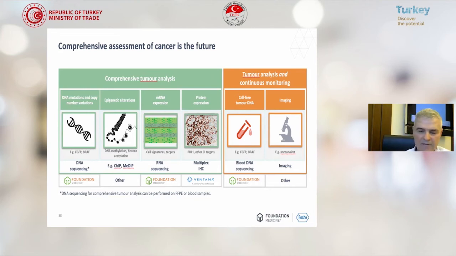tissue. And finally, we can test the blood with circulating DNAs, and we can see our patients' outcome dynamically. For example, after the patient progresses on one drug, we can still test the patient in their blood with different kinds of genomic mutations.